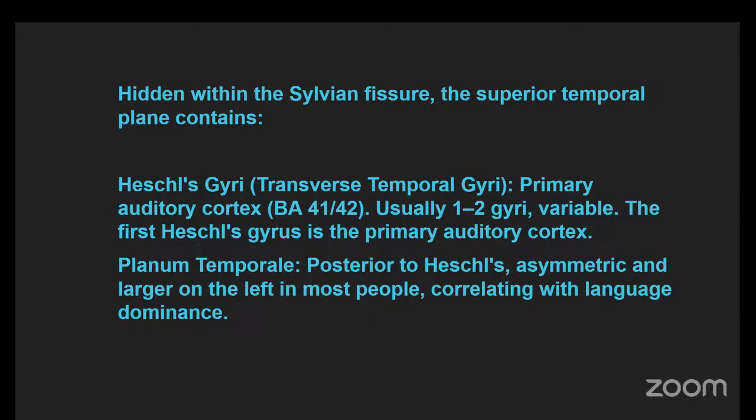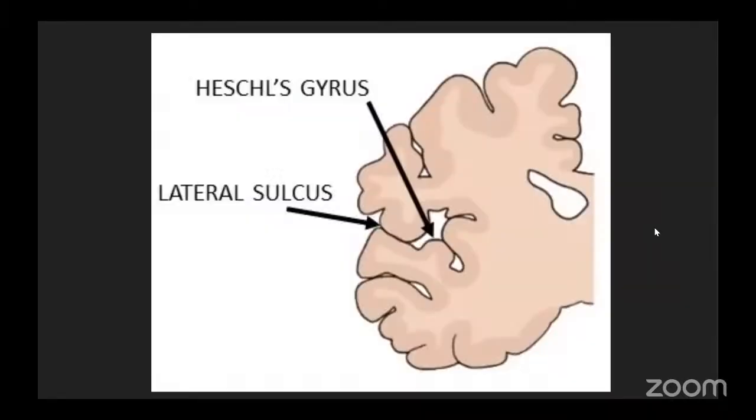Planum temporale is going to be posterior to the Heschl's gyrus, and the size of it correlates with the language dominance. I'll show you a picture. So this is how the Heschl's gyrus is going to look. Once we go through the Sylvian fissure, you're going to see this prominent gyrus on this surface here, and that is Heschl's gyrus.